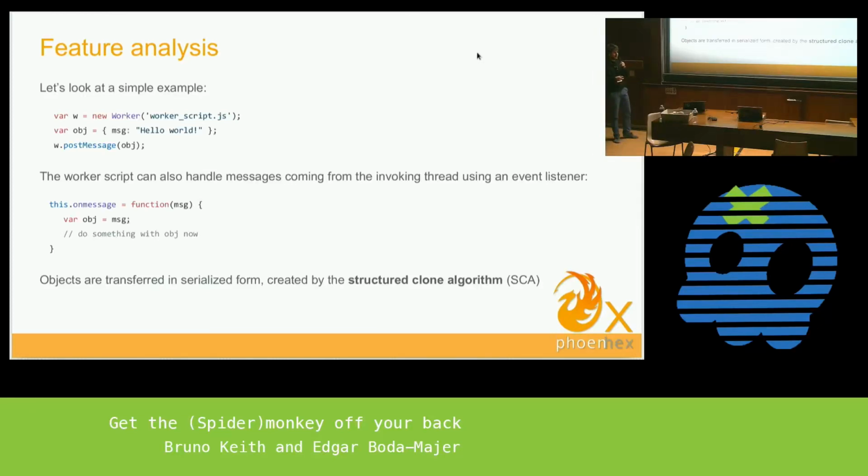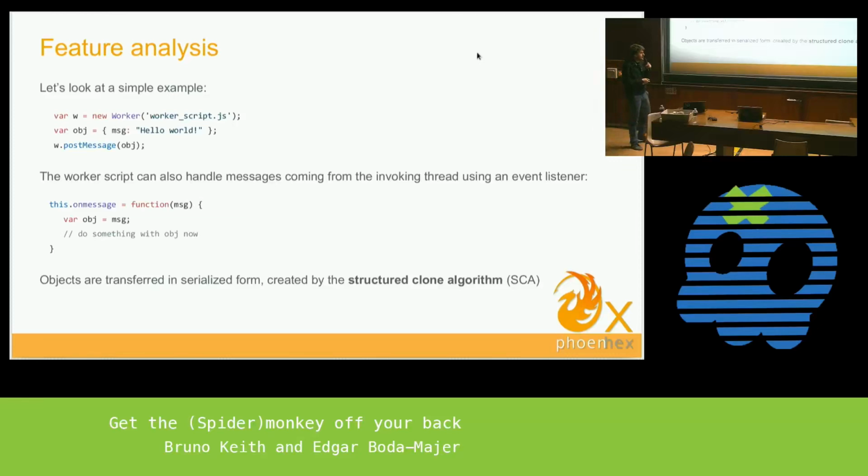The way the worker receives the messages is it registers an onmessage listener, gets the message, and then it can do whatever it wants with that object. It works vice versa too, so the worker can send messages to the main script too. The way the object is transferred is it will first get serialized by the structured clone algorithm, and then internally it will be transferred to the worker, where it will get deserialized.